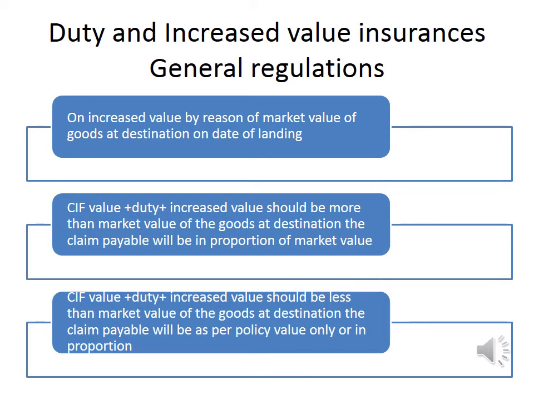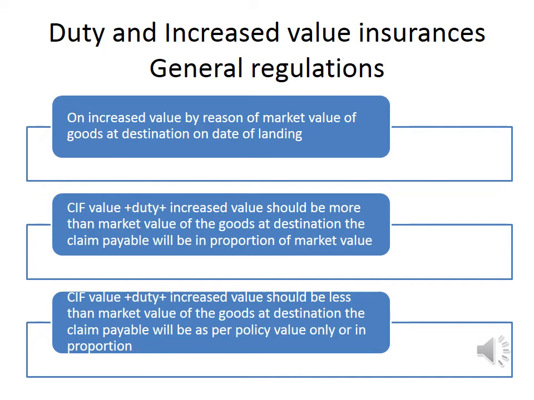So CIF value plus duty plus increased value. We also said that the increased value should not be more than the market value of the goods at destination. The claim payable will be proportionate to market value. Say, for example, if there is a total loss of this consignment, and I have covered CIF value plus duty plus increased value, in case this particular value is more than the material really available in the market, then I will pay only the market price that is available.